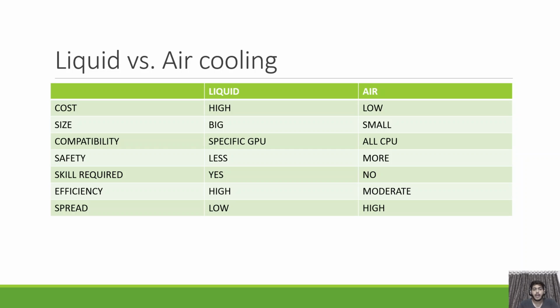Liquid versus air cooling system. What are the basic differences between the liquid system and the air cooling system? The liquid cooling system is very high in terms of cost. In size, liquid cooling is big and air cooling is small. Comparatively, GPUs specifically use the liquid cooling system to cool down, while the air cooling system is basically used for all kinds of CPUs.